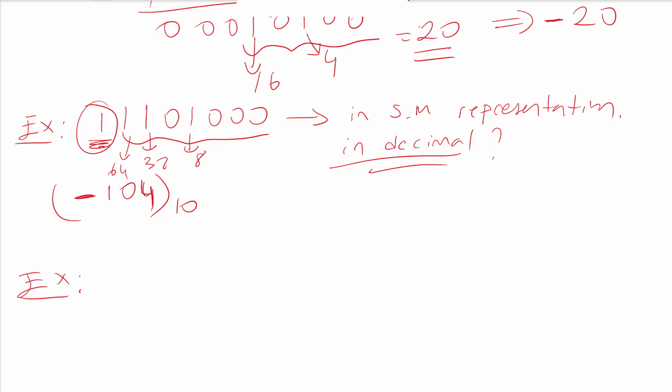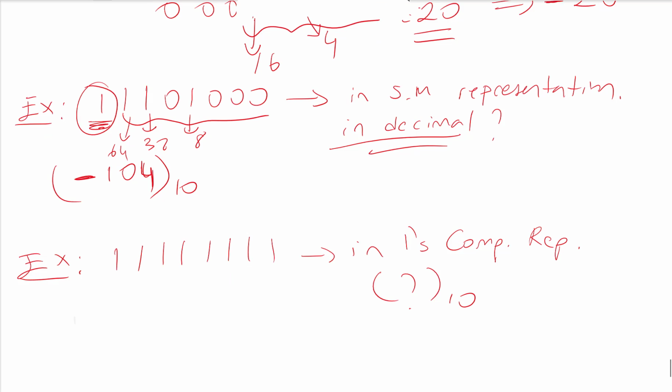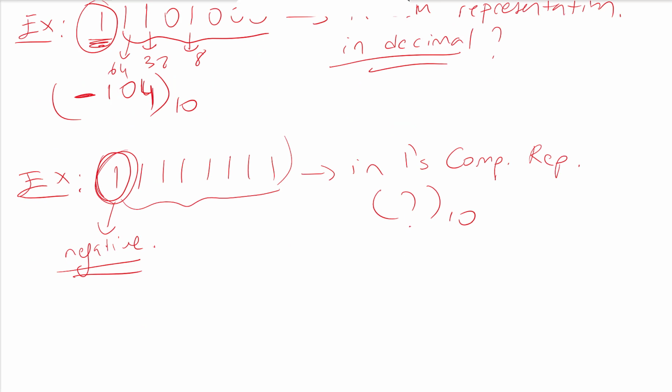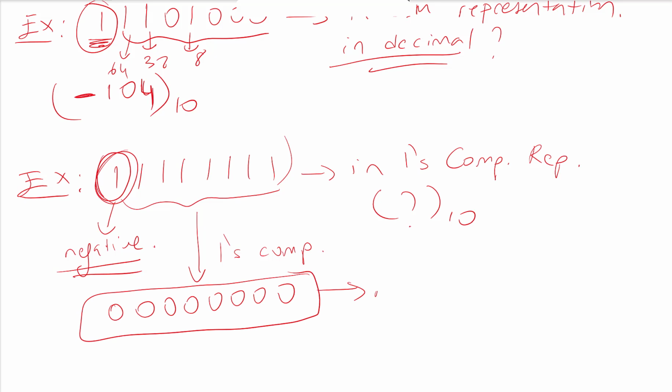So let's see, I give you a number again. This is 8 bits and all ones, and I say this is in ones complement representation. So what is the decimal value of this? Again, by looking at the leftmost bit, I know this is a negative number, but I don't know the magnitude. To find out the magnitude, I need to invert all these bits. In a way, I need to take ones complement. So this is my magnitude. The magnitude is 0. So the number is minus 0 in decimal.